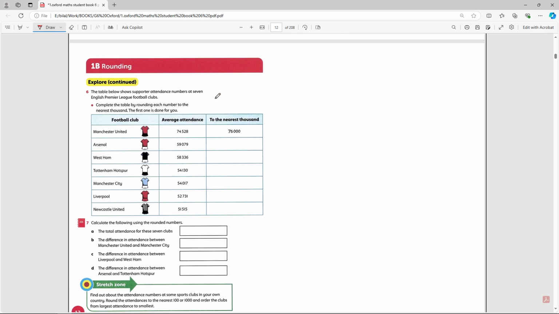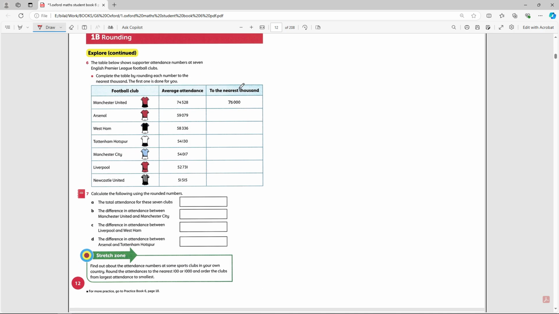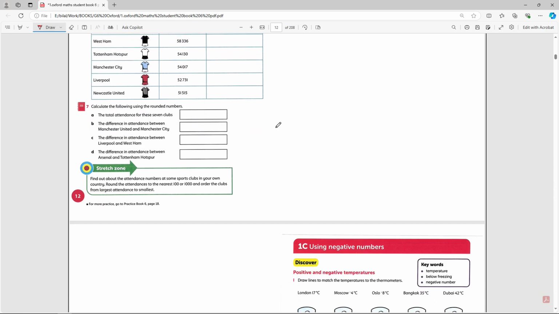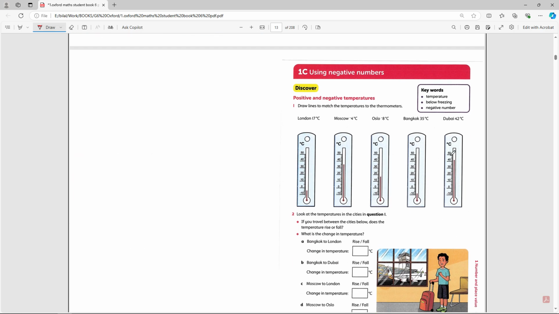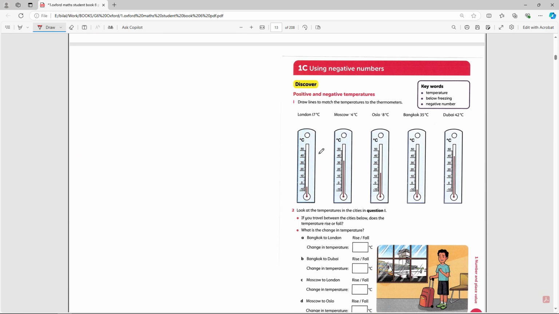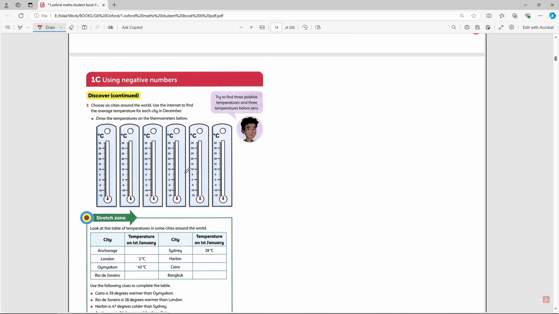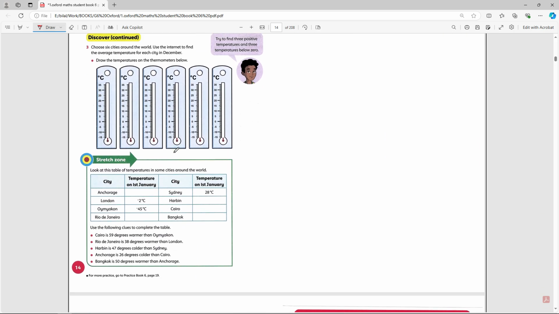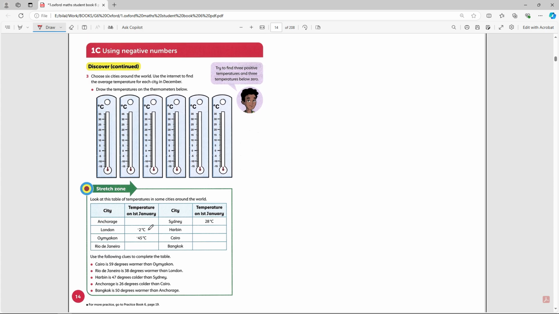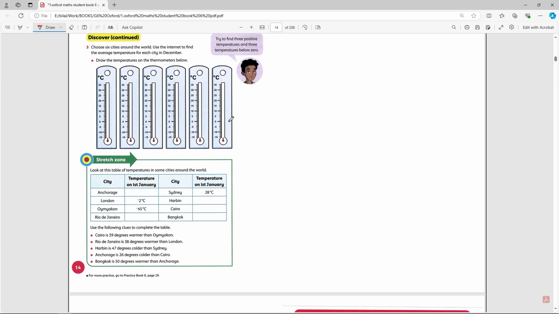Alright. This one keeps doing the rounding of numbers, the average attendance, to the nearest 1,000. And moving on. This one we did. You just read what the thermometer is showing, how many the fall, how many the... This one you're going to color to the needed degree that is shown here. For example, you have -2 degrees, and then you just have to show it. You just have to do this.